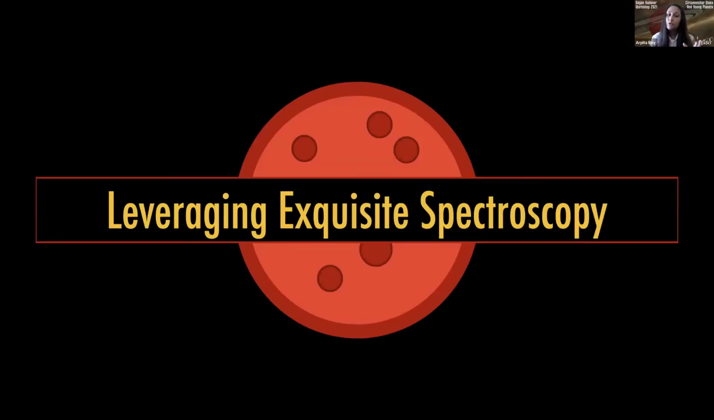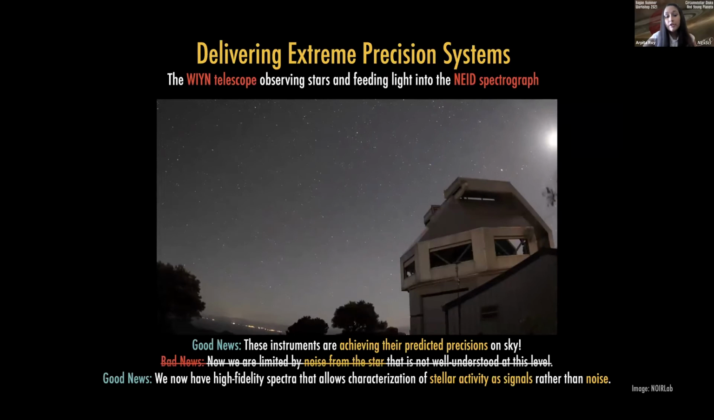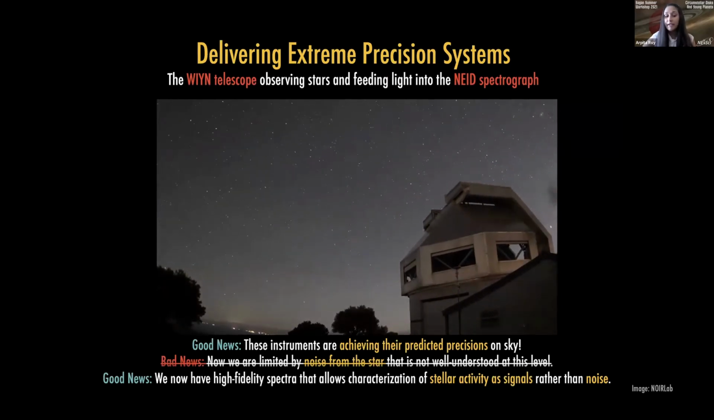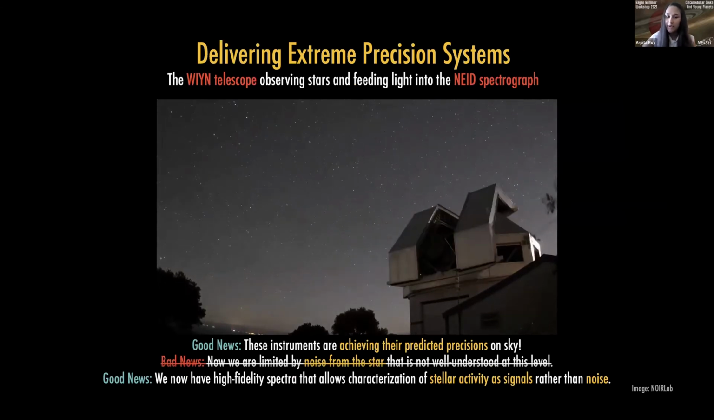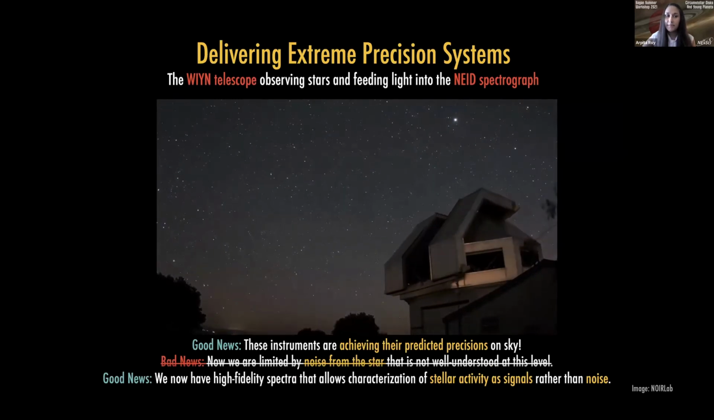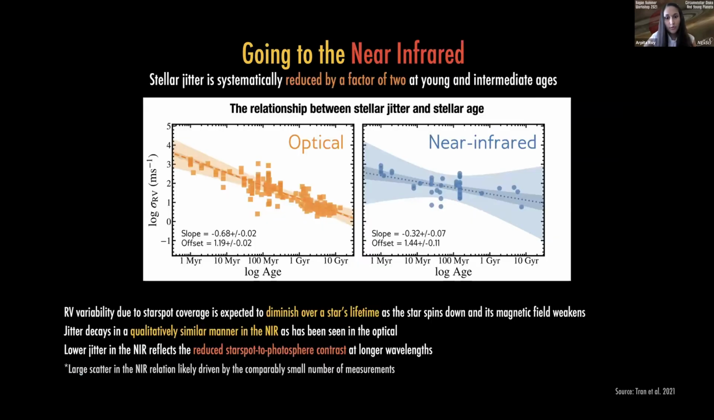Okay, so a few tools that we have now, even though this is a very challenging task, with the new instruments that we're building. So the good news is that even though we have a lot of stellar noise, now we have very high fidelity spectra that helps us characterize that noise as signals rather than trying to kind of average over it as noise. So a few things you can do. One is you can go to the near infrared. This is something we've done for mature stars as well, but it turns out that it holds for young stars also, where jitter is reduced in the near infrared.